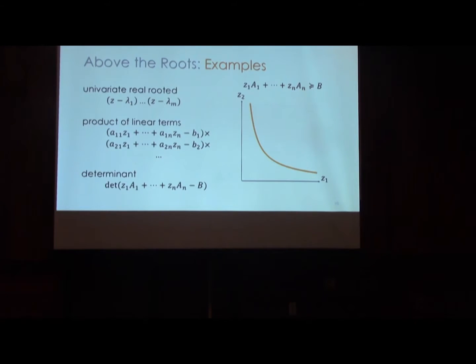For the determinant, this is going to be what I call an STP polynomial. Right? So it's the intersection of the STP cone with a linear subspace. Okay? So this region would be the set of Z's such that this matrix is bigger than B in a PSD sense.